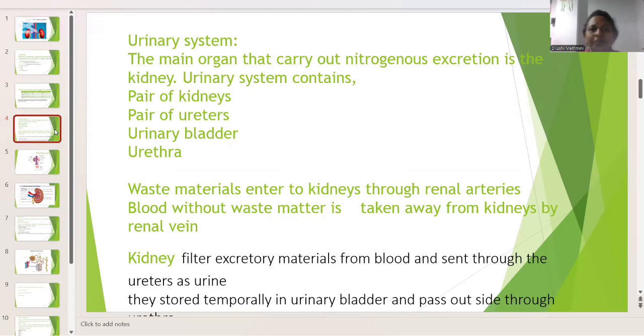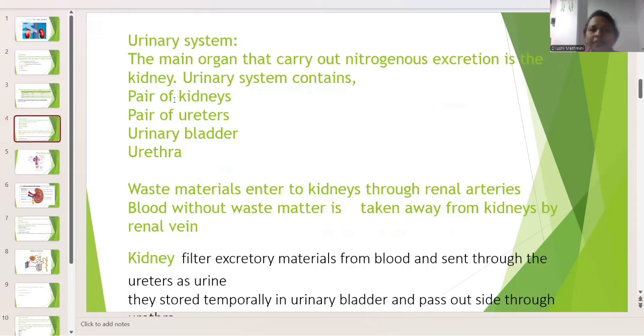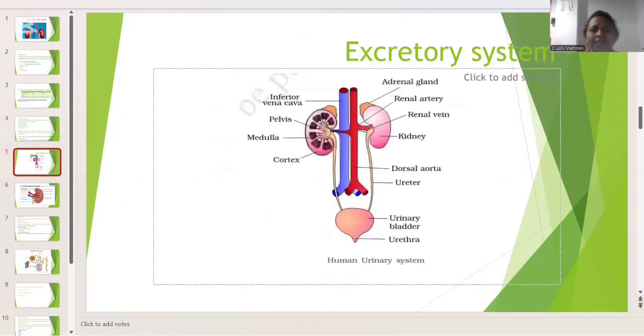Then we go on to talk about our urinary system. The main organ that carries out nitrogenous excretion is the kidney. In this picture, you can see the parts of the urinary system. It consists of a pair of kidneys, a pair of ureters, the urinary bladder, and the urethra. In this diagram, you can observe the pair of kidneys, two ureters, urinary bladder, and urethra.